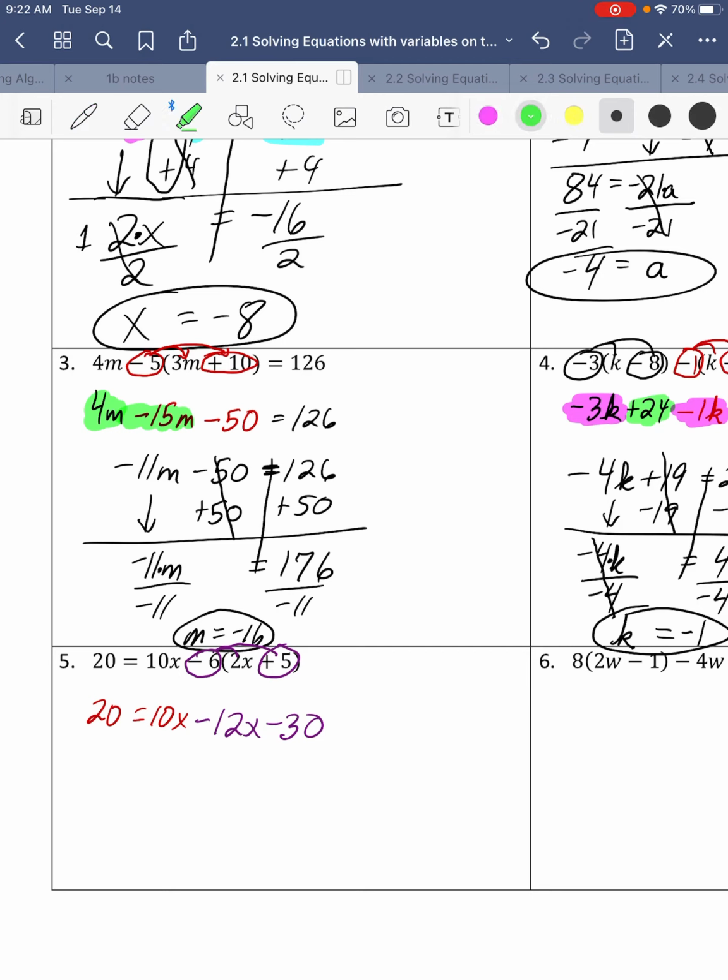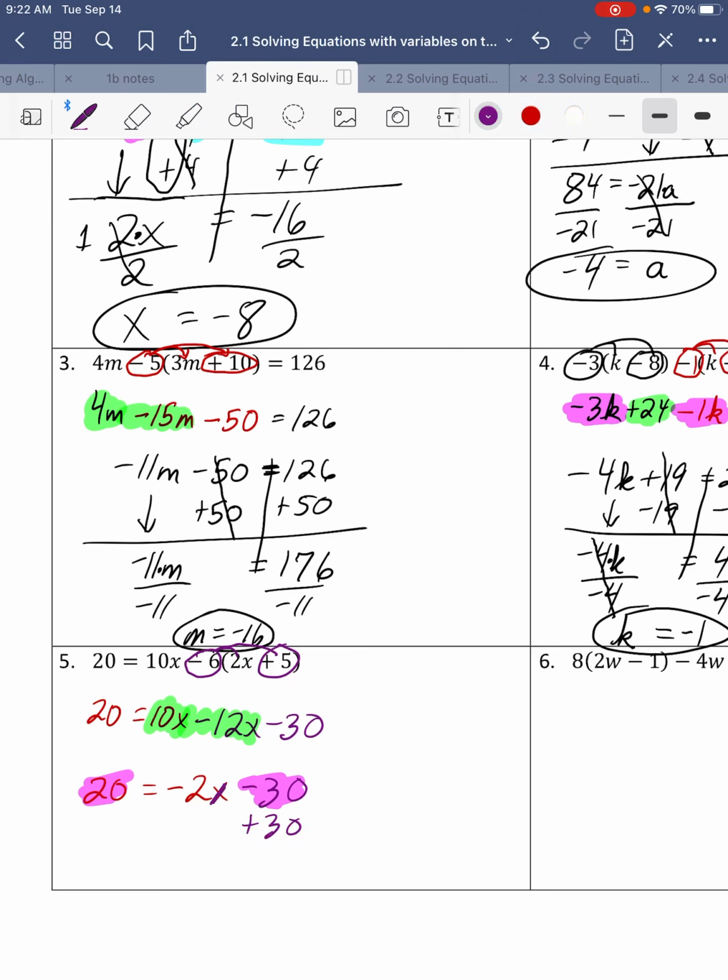Gather your like terms on both sides of the equal sign. On the right side, we have 10x's, and you're subtracting 12x's. That's a -2x. And then -30 is going to come down. Like terms on both sides of the equal sign. Looks like we have a -30 and 20. Those are your constant terms.